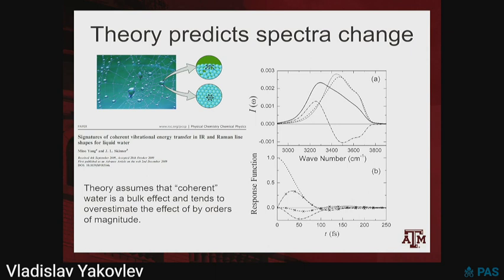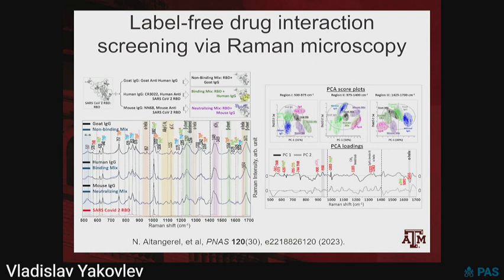With all this development, we developed a very interesting tool, which allowed us to do something that is really difficult to do in any other way: label-free drug interaction detection, because we brought this Raman microscopy to a level of sensitivity which allowed us to look at drug interactions with pharmaceuticals, protein-protein interactions, and things like that. But it's all a classical method. Can we do something with quantum methods?